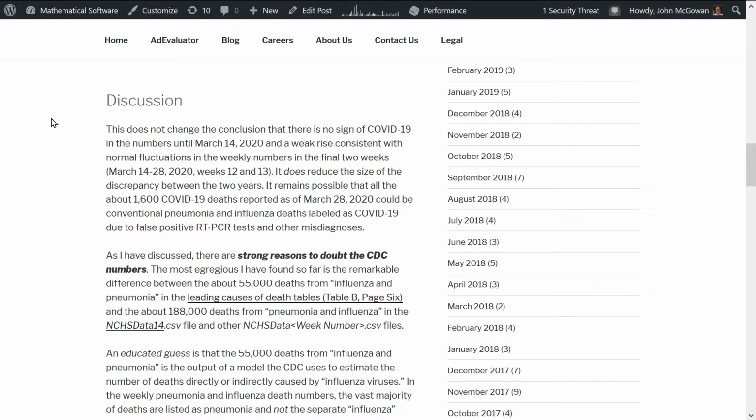So what does this mean? It doesn't change the conclusion that there is no sign of COVID-19 in the numbers until March 14th, 2020, and a weak rise consistent with normal fluctuations in the weekly numbers in the final 2 weeks, March 14th to March 28th, weeks 12 and 13. It does reduce the size of the discrepancy between the 2 years. It remains possible that all of the about 1,600 COVID-19 deaths reported as of March 28th, 2020 could be conventional pneumonia and influenza deaths labeled as COVID-19 due to false positive RT-PCR tests and other misdiagnoses.